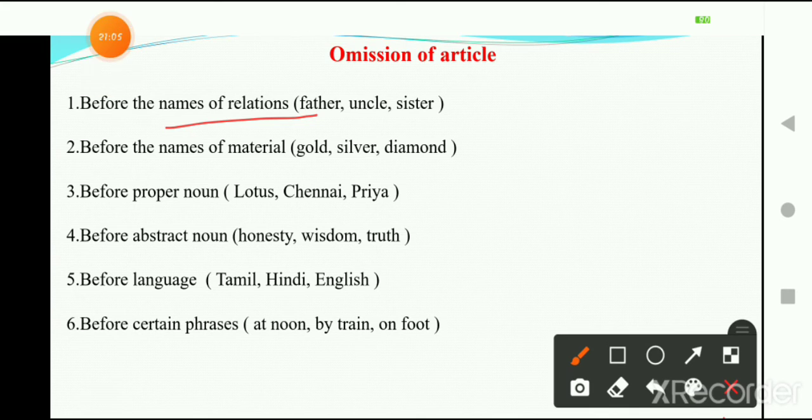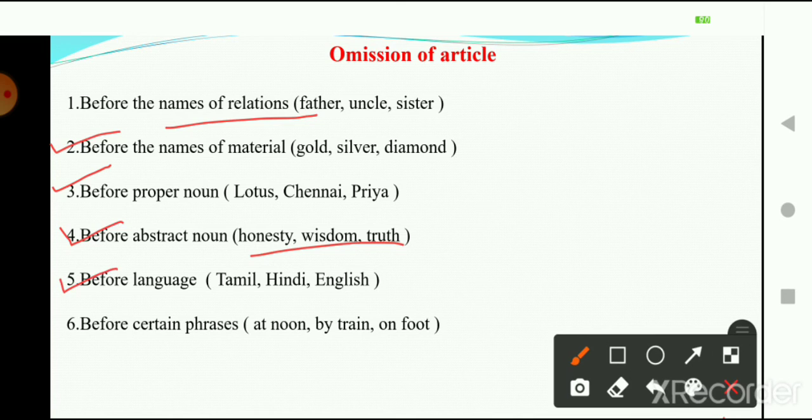Okay, first is that. Second is before the names of materials like gold, silver, we are not going to use articles before them. And the third is before proper noun like Lotus, Chennai, Priya, means before the name of a place, animal, thing. That is, we are not going to use the article before them. Okay. Then is before abstract noun. Abstract noun is feeling generally, right? Like honesty, wisdom, truth. So we are not going to use articles before these also.